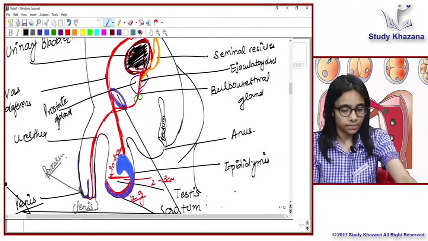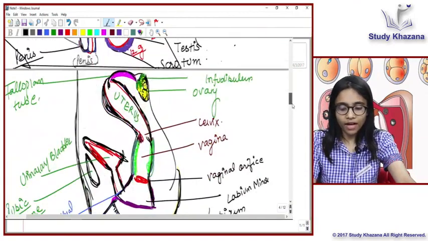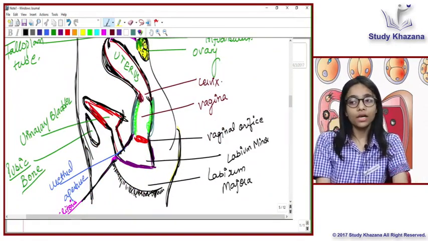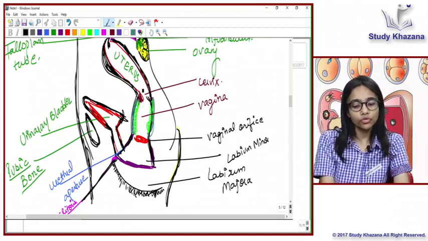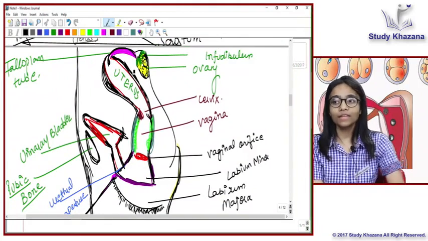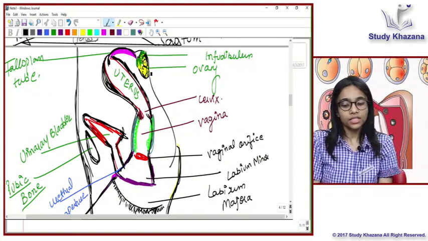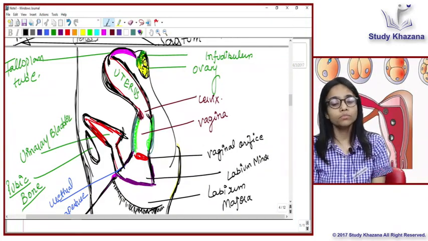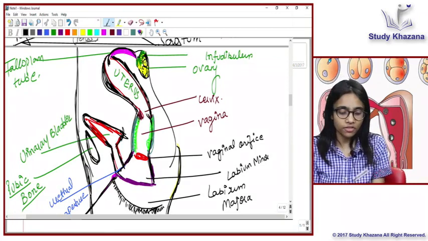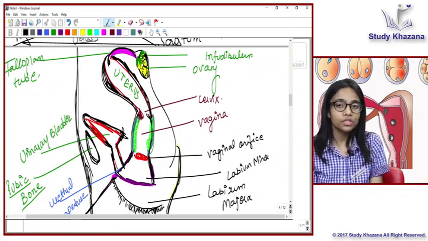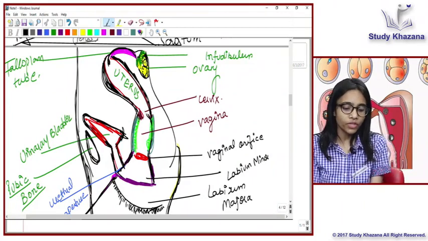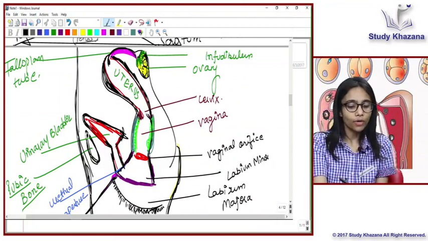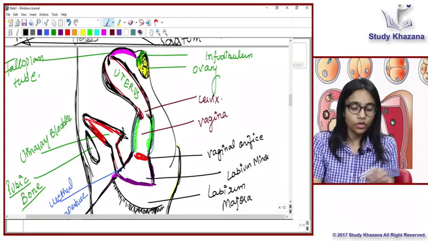And next we discussed the female reproductive system. This is the uterus, which is attached to the fallopian tube. This is the ovary. This is the vagina, cervix. This is the vaginal orifice. This is the labia minora, labia majora. The pubic hair is present on the vulva of the female. The urethral opening, urinary bladder. This is the pubic bone, and you have the vagina and the fallopian tube.